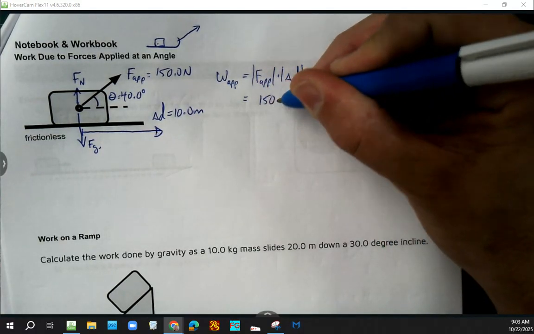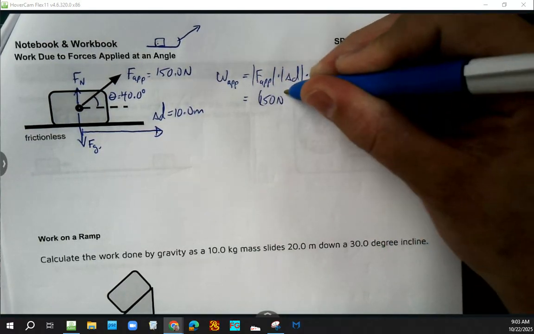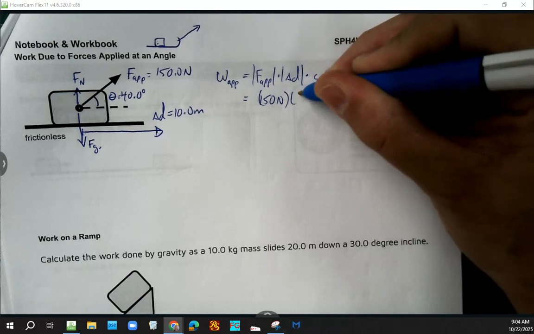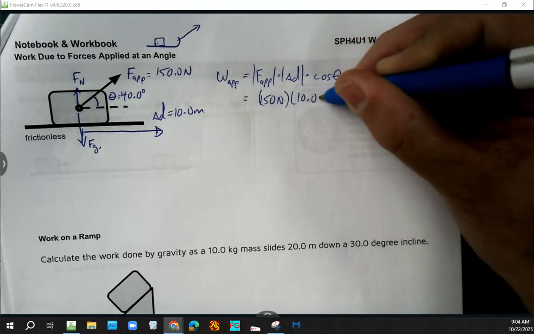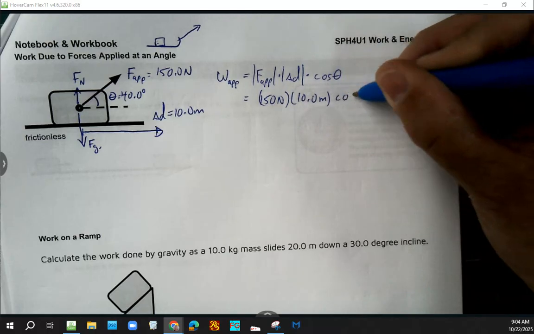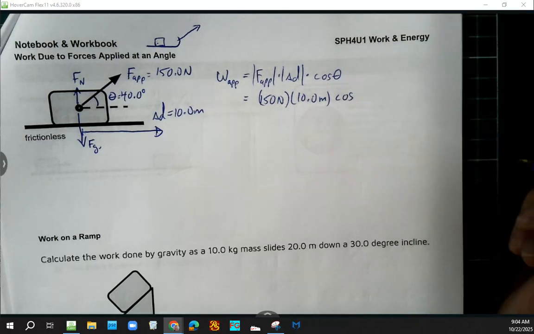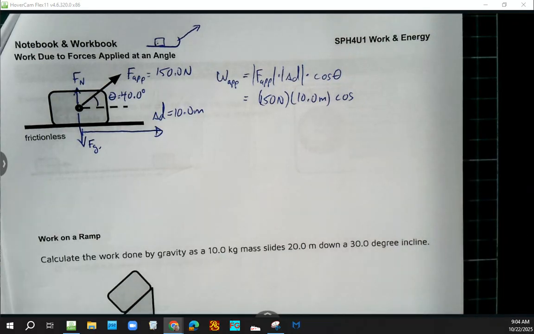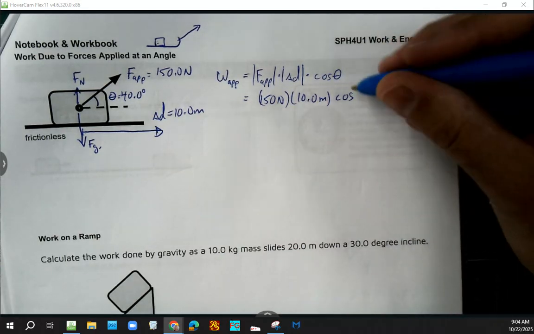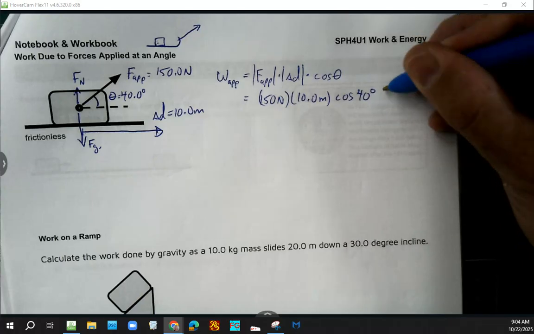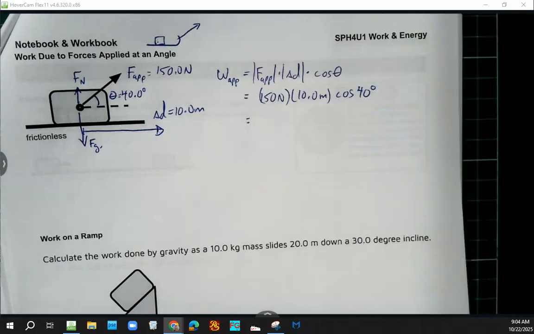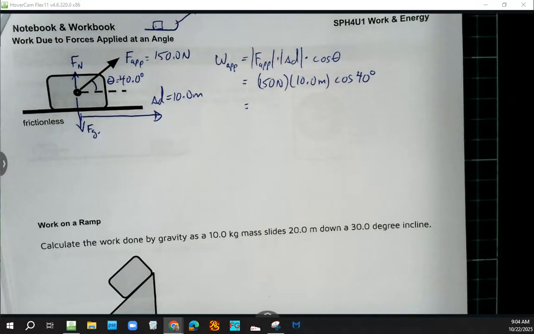150 newtons, I know it's 150.0, times 10.0 meters times cosine of, what's the angle? 40. It's not 0 or 180. It's not collinear or antilinear this time. It's 40 degrees. I can't do this one in my head. I mean, the 150 times 10 I can, but not the cos 40. Can you guys tell me what it is?